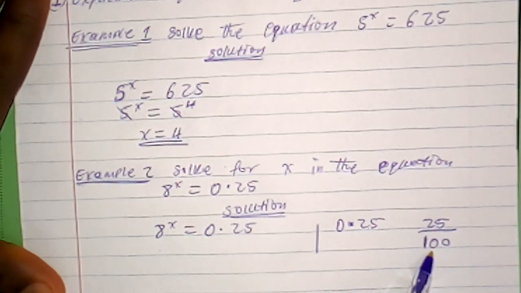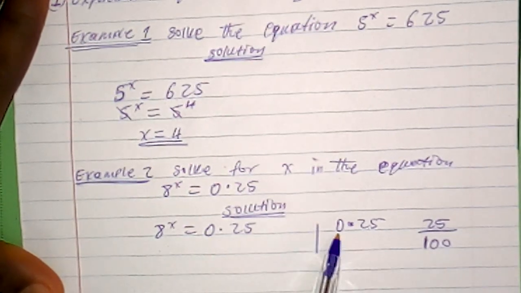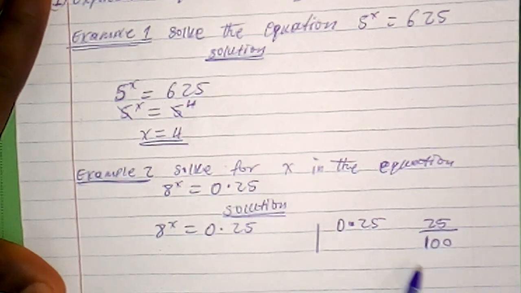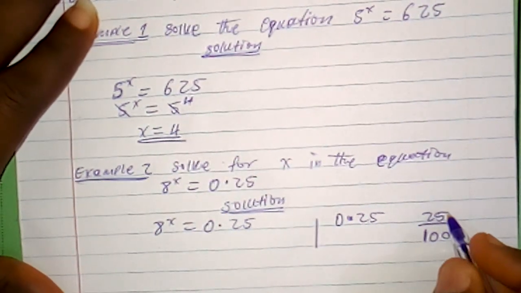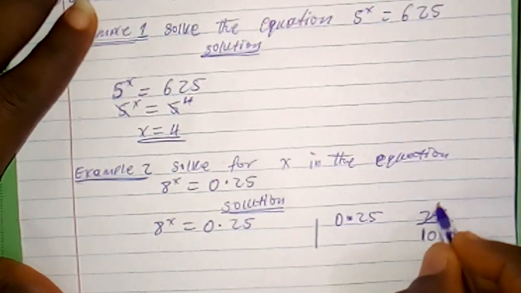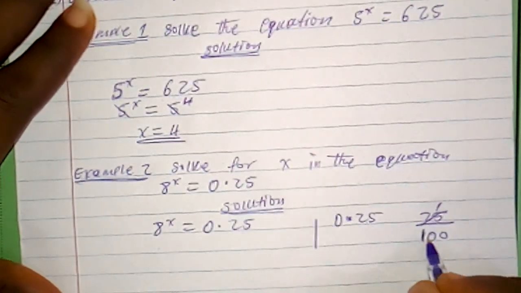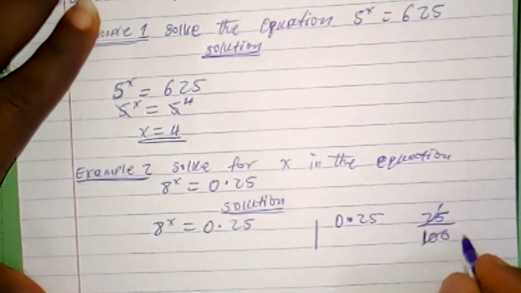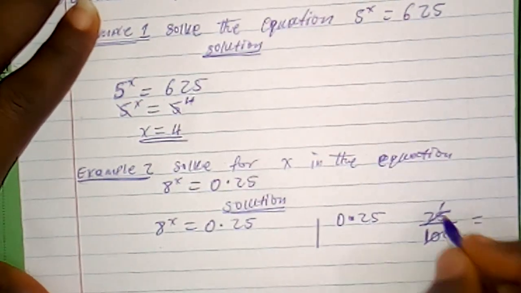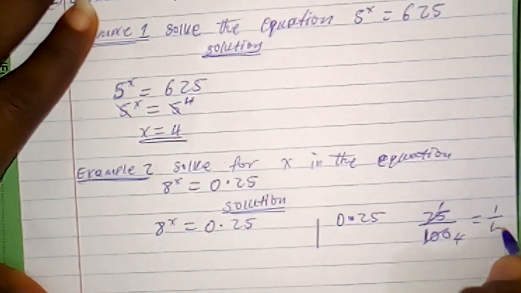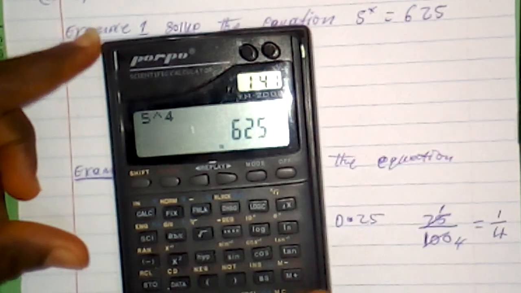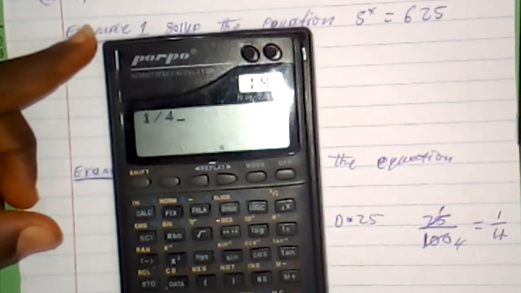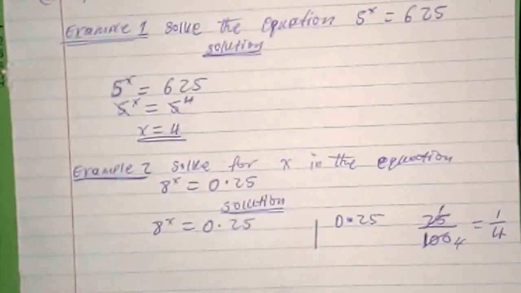Now we come to the denominator. Any number before the decimal, we take it as 1. After the decimal, we take it as 0. Now we are trying to convert. 25 into itself is 1 time. 25 can go into 100 4 times. So the conversion is 1 upon 4. And if you use your calculator, 1 upon 4, you have 0.25. Now let's see, 1 divided by 4. See, 0.25. That means we have converted, right?